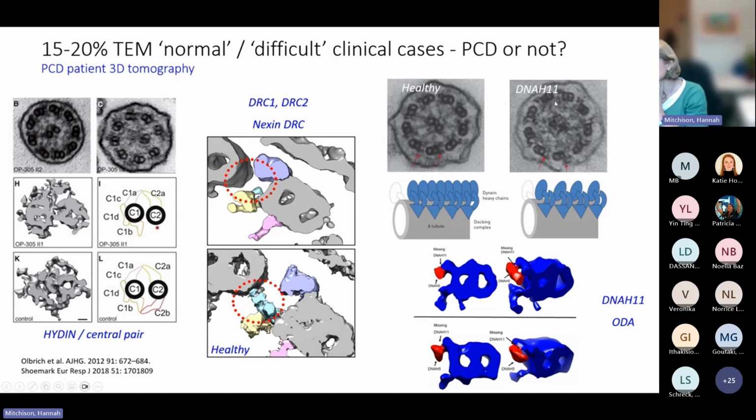And DNAH11, why is DNAH11 causing apparently a very undisturbed 9+2 structure when we know that it's a very big protein component of the outer dynein arm? It's because it's sort of tucked away. It's in a bit of a knuckle.